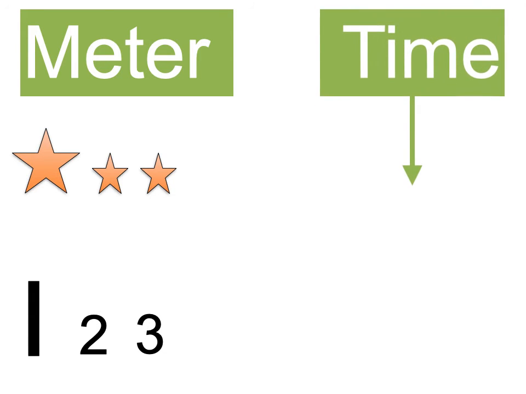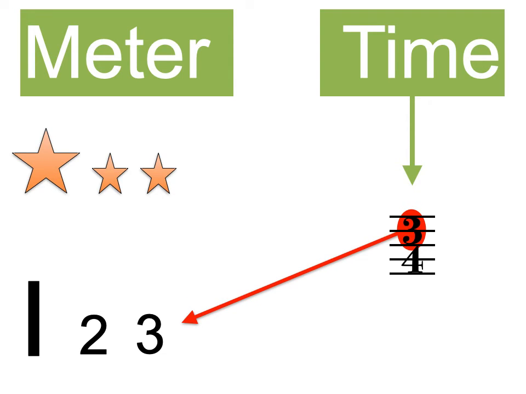Okay? Now, meter is about what we felt. That's what we just experienced. But time is about what you can see. And you would see written in your music a time signature, probably 3, 4. That top number in the time signature, the 3, would be showing that the pattern in our music that repeats has 3 pieces. 1, 2, 3. And then that pattern would repeat over and over again in our music. So meter is about what we felt. Time is about what we would see or write in our music.